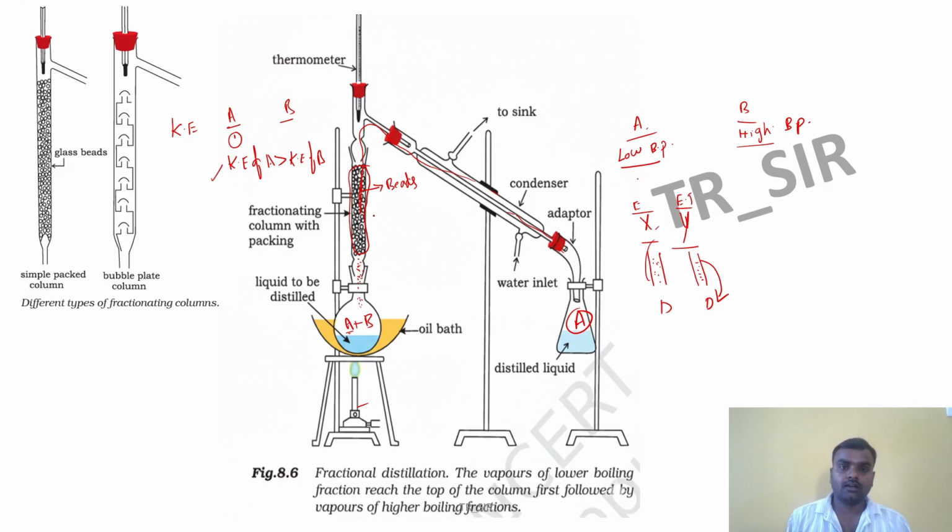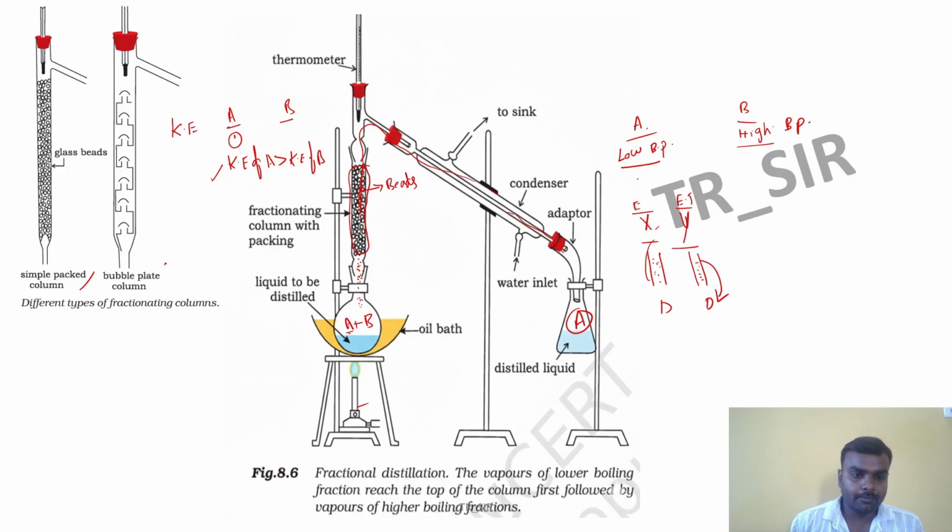Now, here the liquid having high kinetic energy will tackle up and reach the top, where we can condense the vapors back into liquid. Here we can see a simple packed column, with glass beads. Different types of glass beads can be used here.